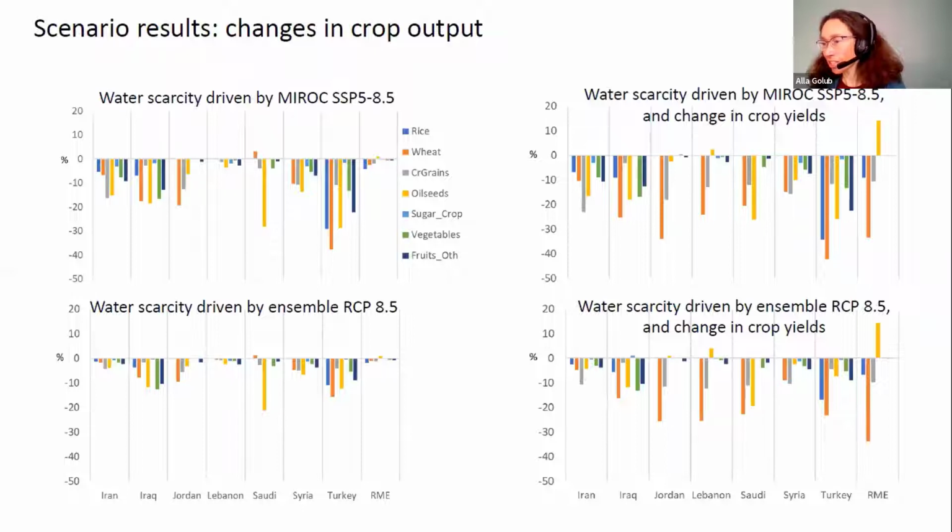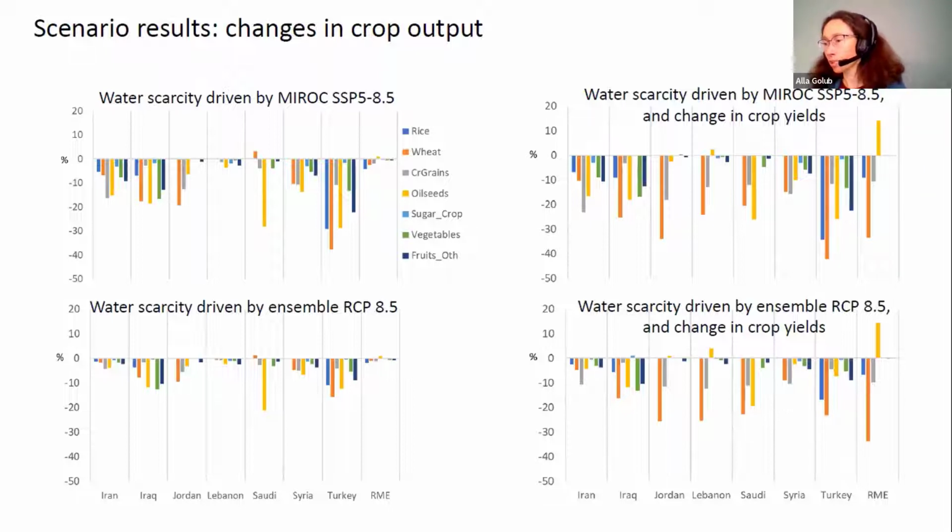So these are changes in crop output by crop and country in the 4 scenarios. These figures show results based on Marek projections. The top 2 figures show results based on Marek projections, and the bottom show results based on the ensemble. The first column shows only water scarcity, and the second column shows both water scarcity and changes in yields.